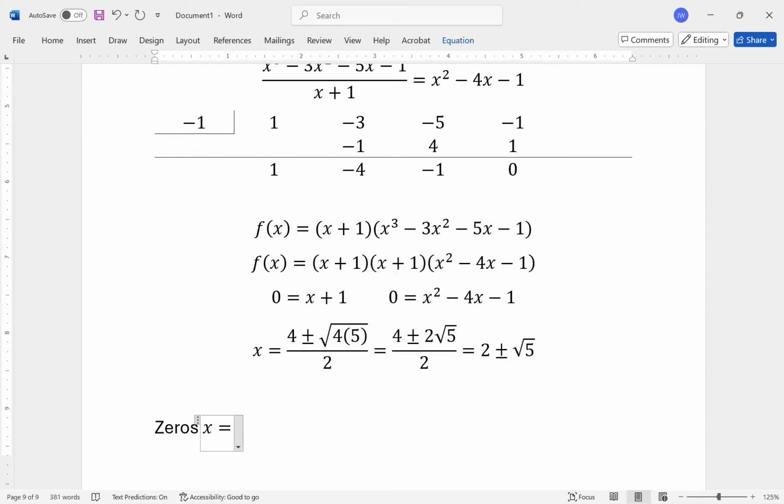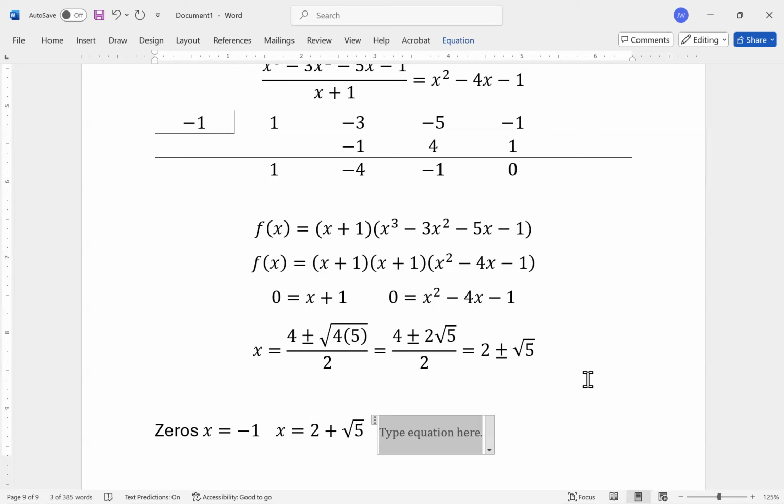So x is equal to -1. That's one of the zeros. The other zero is 2 plus the square root of 5. And then the last zero is 2 minus the square root of 5.